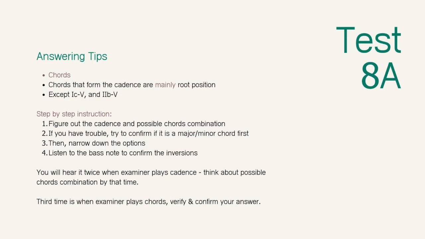The chords that form the cadence are mainly root position, except for 1C5 and 2B5. Follow this step-by-step instruction. First, figure out the cadence and possible chords combination as listed before. If you have any trouble, try to confirm if it is a major or minor chord first, then narrow down the options. And lastly, listen to the bass note to confirm the inversions. You will hear it twice when the examiner plays the cadence. Think about the possible chords combination by that time. At the third time, when the examiner plays chords, verify and confirm your answer.